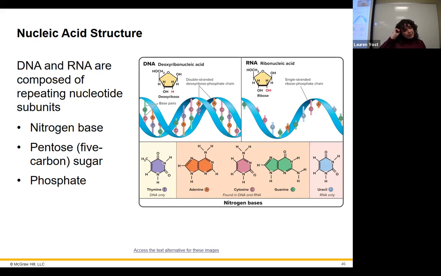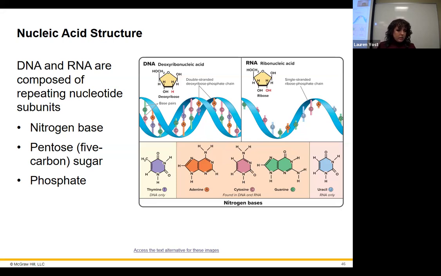We have repeating nucleotide subunits. A nucleotide consists of a nitrogenous base: thymine, adenine, cytosine, guanine, or uracil. Uracil is RNA only, thymine is DNA only. If you guys have heard of the movie Gattaca, that's spelled literally with the letters that are in DNA. So, you know, A, C, G, and T. Replace the T with a U for RNA. The reason it uses the U is literally for distinguishing purposes as well as chemical interactions. That's the only reason.